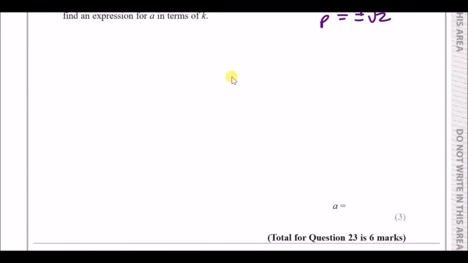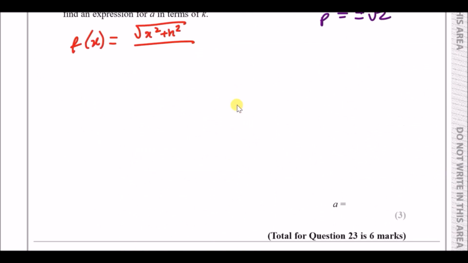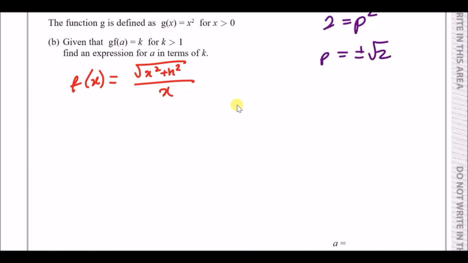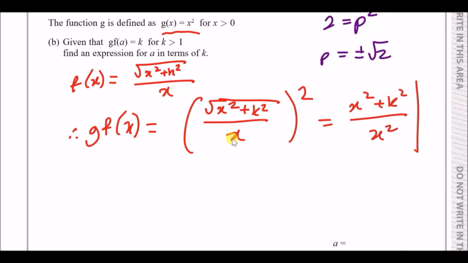So let's go ahead and copy this down for a second, yeah? So f of x equals the square root of x squared plus k squared over x. And now it tells us that we're going to put this inside of g. So we say therefore g of f of x. So we're going to take it step by step here. We know g is x squared, so it'll be something squared. So it'll be all of this, root x squared plus k squared over x, squared. And simplifying this further, by the way, when you're squaring a square root, they cancel out. So you're left with x squared plus k squared, and then you square the x, you get over x squared.